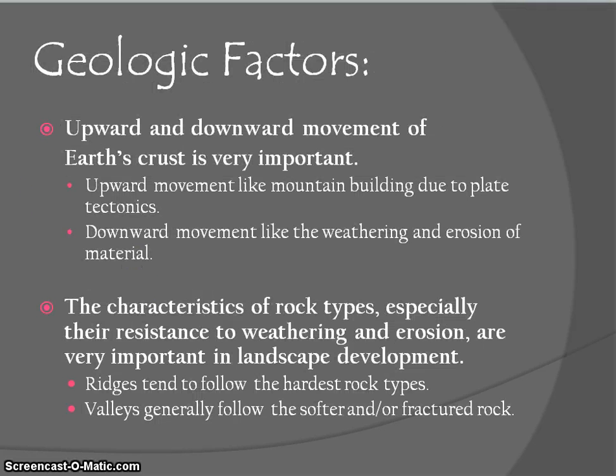So the first one is geologic factors. What has happened to the land? Has it had upward movement, meaning mountain building, plate tectonics, plates coming together and pushing land upwards? Or has it had downward movement occurring, meaning that weathering and erosion has taken place and wearing down at the different places, different mountains, different hilltops, and so on? And also what plays into our geologic factors is the characteristics of the rocks that are there. Ones that are going to resist weathering and erosion are extremely important to a landscape development.